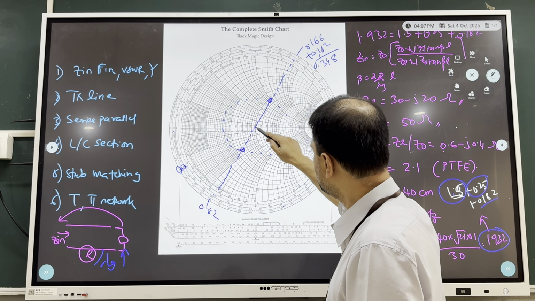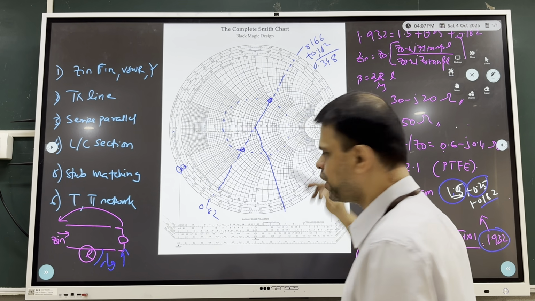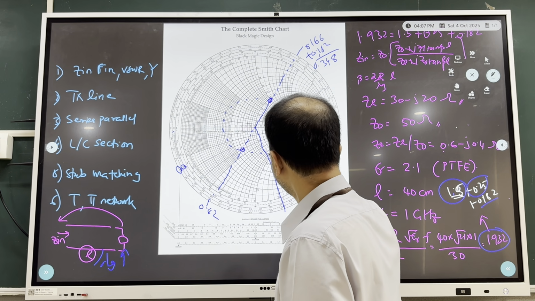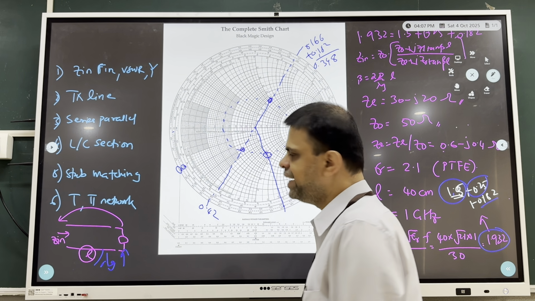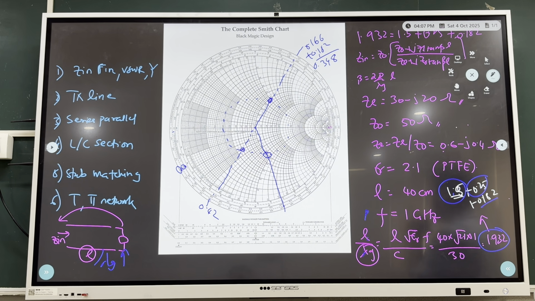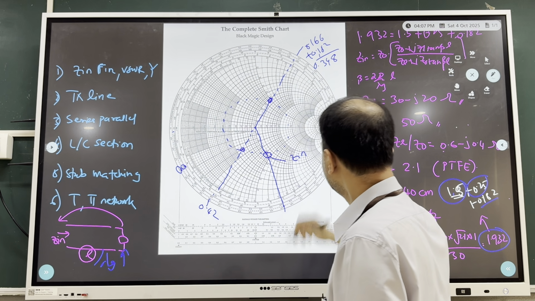The next step is to draw a straight line which joins the center to this point. After that, the point at which it intersects the constant gamma circle is basically your Z-in.